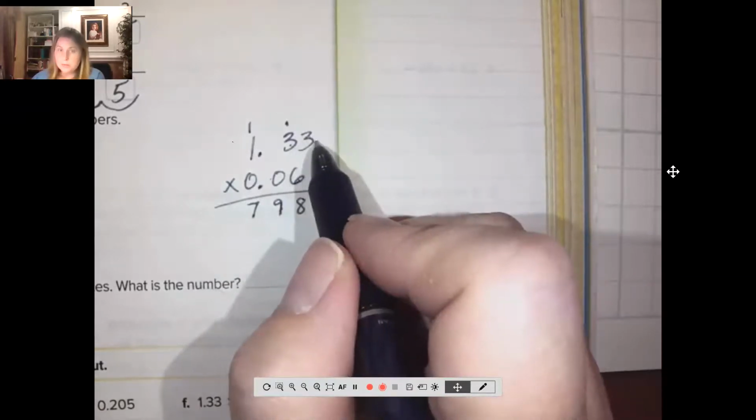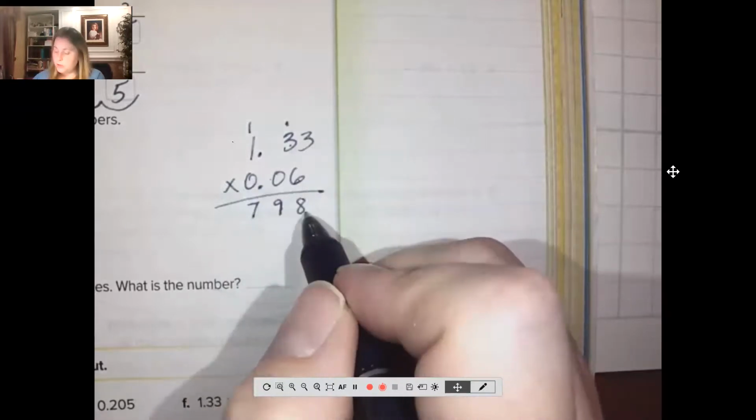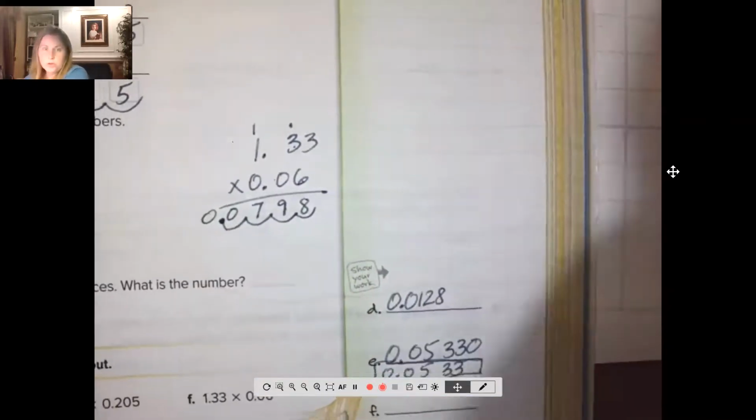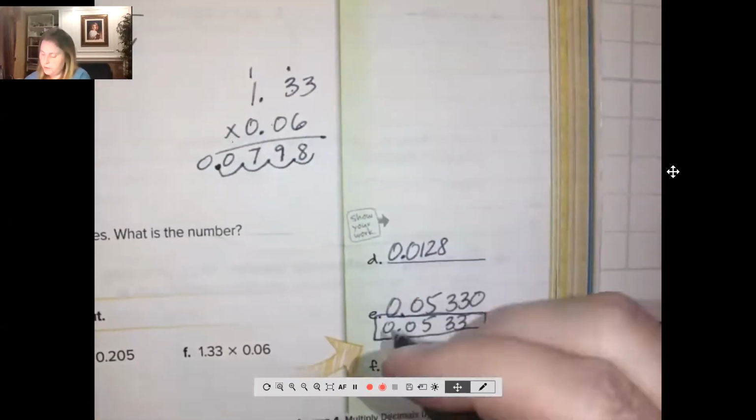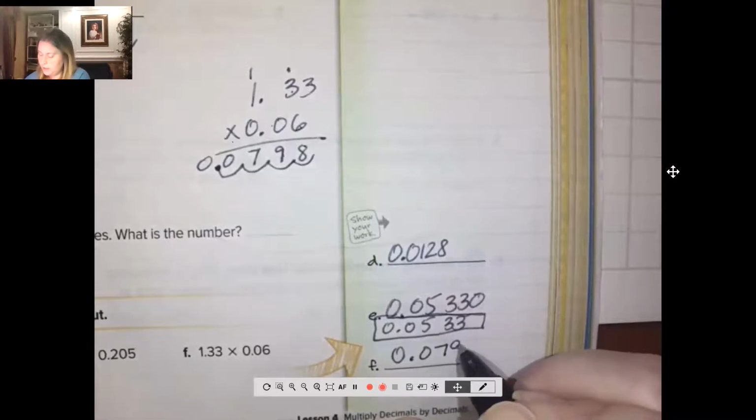We have how many decimals in our problem? 1, 2, 3, 4. So we need 4 decimals in our answer. 1, 2, 3, 4. Our decimal goes here, annex a 0 here and here. Okay, so letter F is 0.0798.